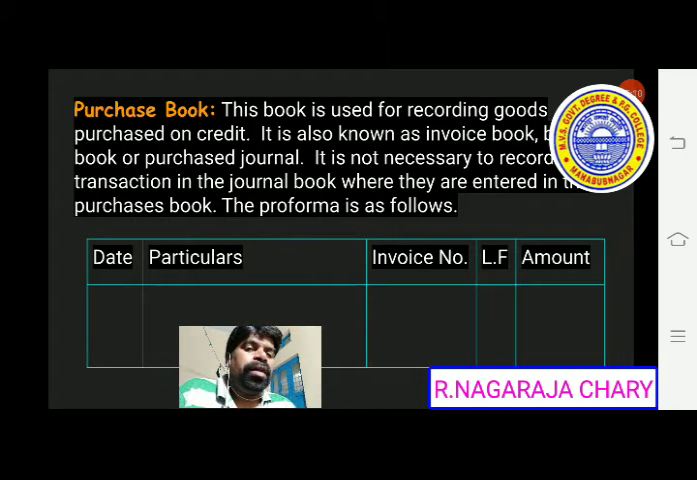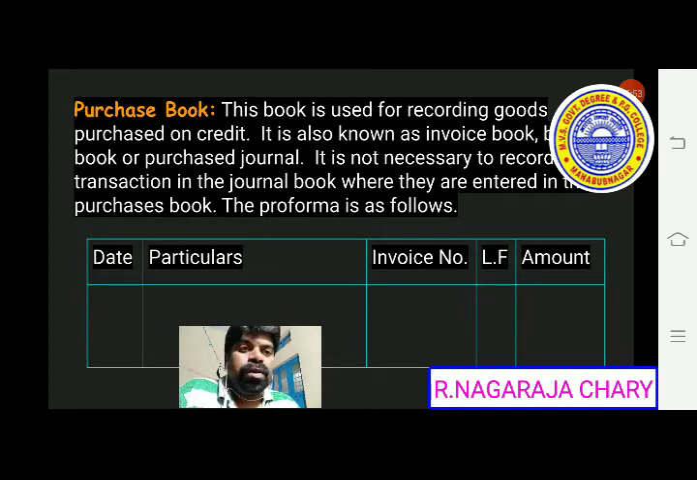Invoice number: when we are purchasing raw material, we have to take one receipt, one invoice. Each and every invoice will have a number. That invoice number is to be written in that column, so that we know which document supports this material. Then, where it is to be posted, on which page it is to be posted, from whom we purchased: that is why the ledger folio page number is to be written.